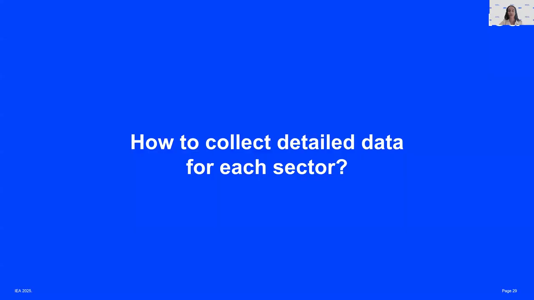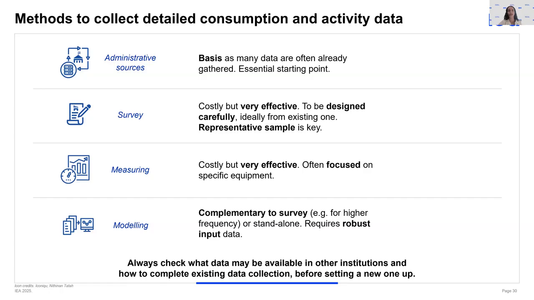But how do we collect the data for each sector? In general, data collection can be categorized into 4 main sources: administrative sources, surveys, measuring, and modeling. Administrative sources are often pre-existing bases which need to be gathered, but are the basis of the collection of data and the starting point.